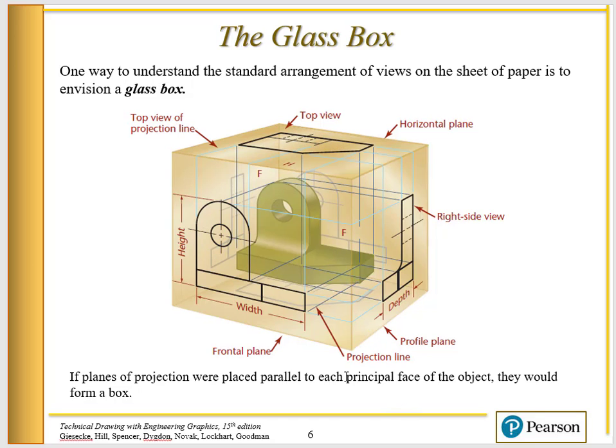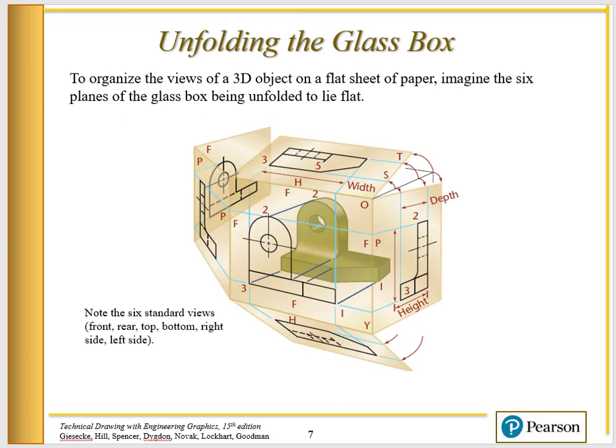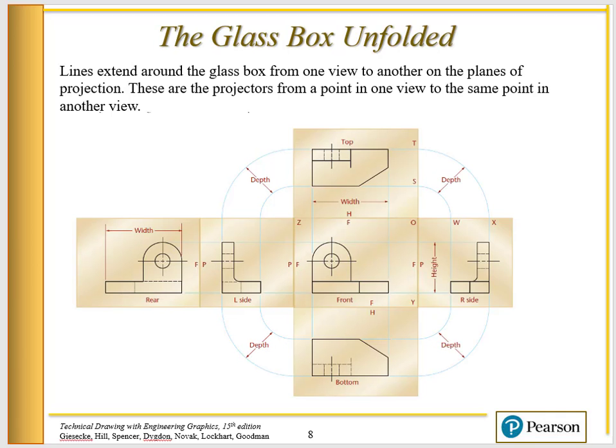We can get the top view, the bottom view, the front view and the back view, and then the 2 sides as well. So essentially this is how we arrange and conceive of orthographic views. Then to create the orthographic projections on a drawing, we essentially unfold this glass box, and that arranges the views in a logical manner. In this case we have a front view, a right side, left side, and rear view.